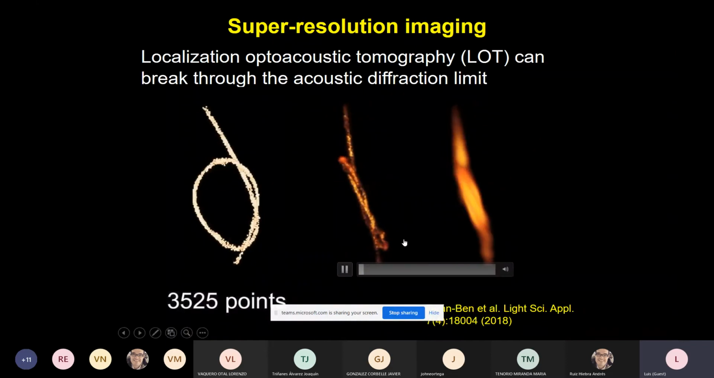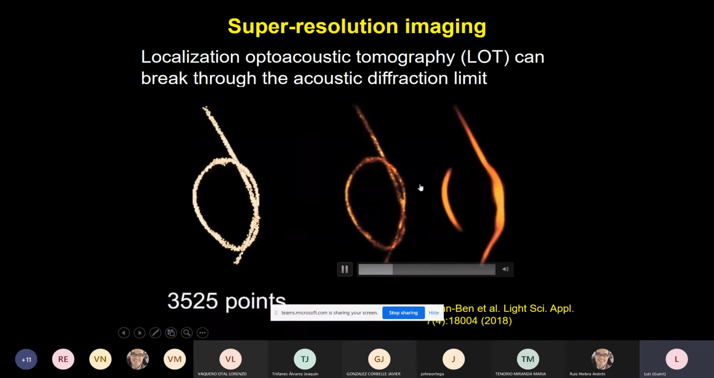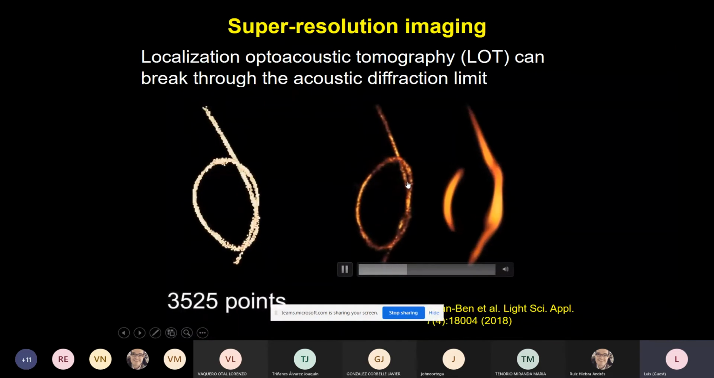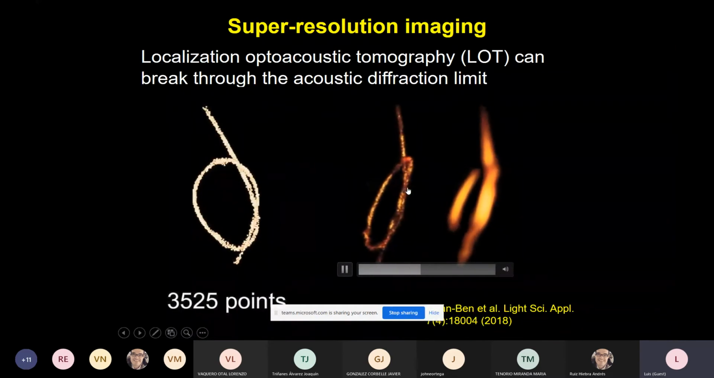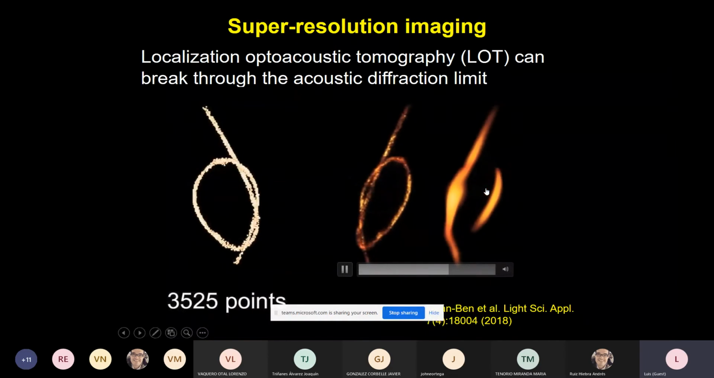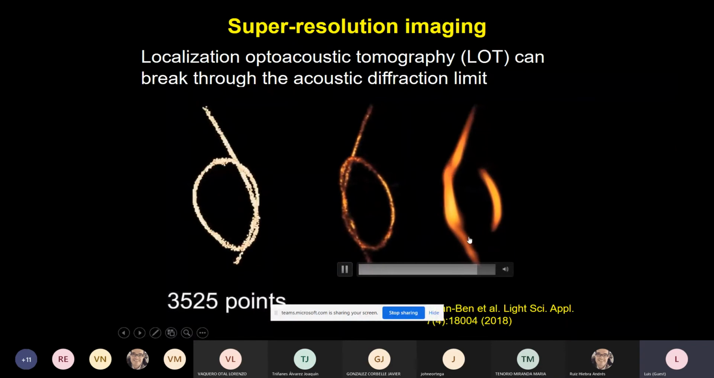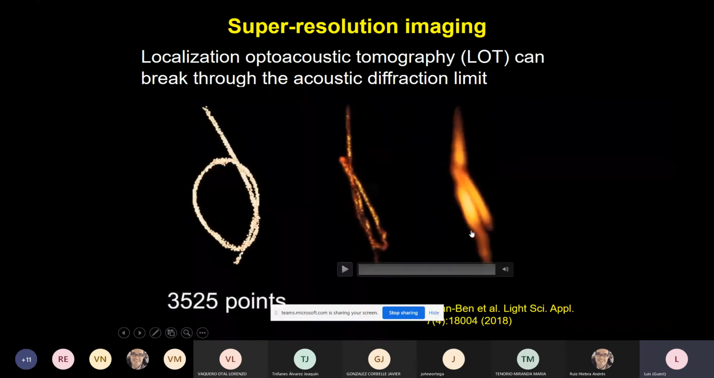So you see here, this is a comparison. This is just a phantom where we injected some particles, and the image on the left here is the image that we get with super resolution, and the one on the right is what we get with standard optoacoustics. You also see in this case that there is some missing information, which, as I mentioned in the presentation at some point, is because of limited view. And with this technique, we can also overcome this, which is, I think, also a very nice advantage.